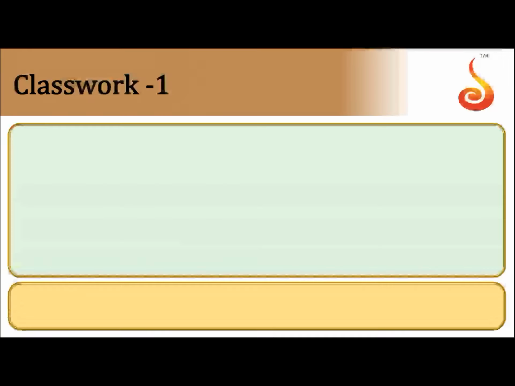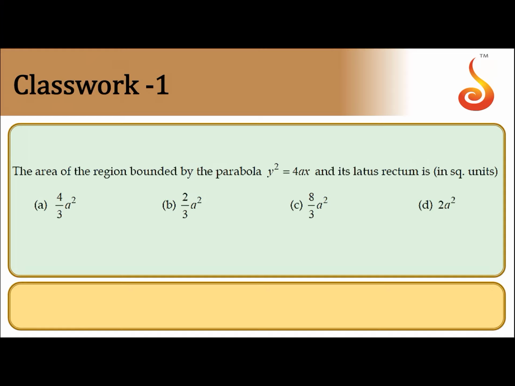To start with the first problem: the area of the region bounded by the parabola y square equals 4ax and the latus rectum. Of course, if you can remember, you can use a direct formula. It is 8a square by 3. It is a direct formula. Okay, this option is C.